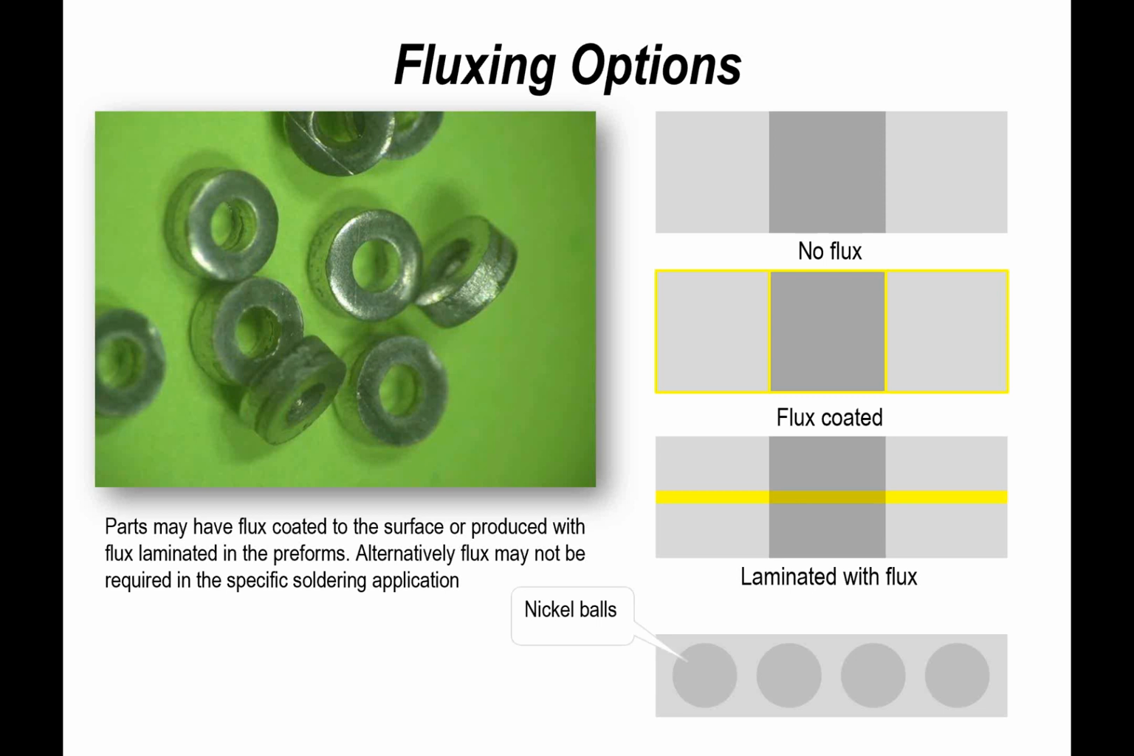More recently, one supplier has offered preforms which have got nickel balls embedded in the preform, and the idea here is to control the separation distance between the two parts to be soldered. So it's kind of like a standoff, if you like. There are some other advantages of having something within the bulk of the solder, which Graham will mention a little bit later on in his presentation.